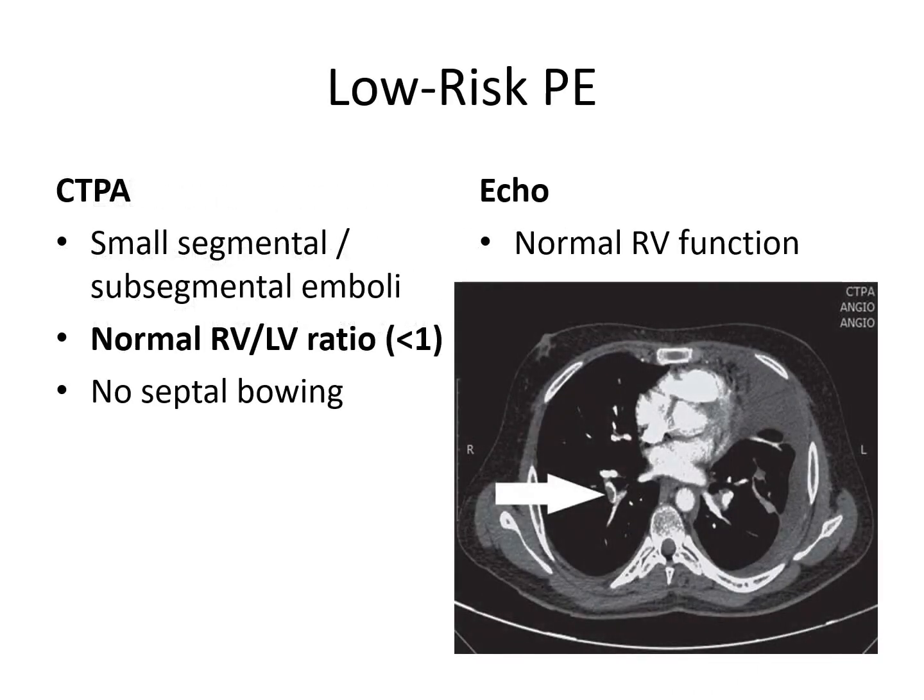Low risk pulmonary embolism. In this, there are small segmental or subsegmental emboli with normal right ventricular to left ventricular ratio less than 1. No septal bowing is seen, and echo also shows normal right ventricular function. So we can see in this image there is a small thrombus in the segmental artery. So its imaging role is to support the conservative management.